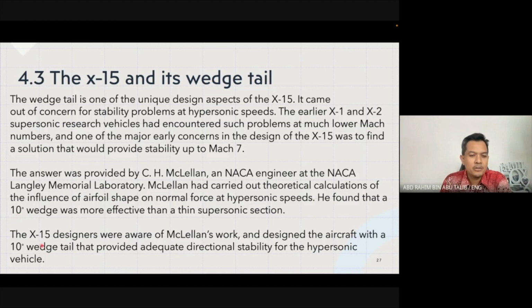All right. So the X-15 designers were aware of McLellan's work and designed the aircraft with the 10 degree wedge tail that provided adequate directional stability for the hypersonic vehicle. So that's the story behind it. Of course, there was a lot of calculation involved, a lot of wind tunnel work, computational fluid dynamics, and actual flight testing. All right.